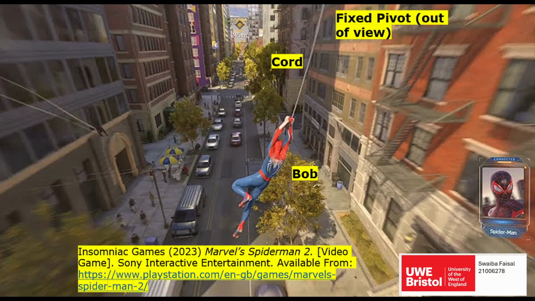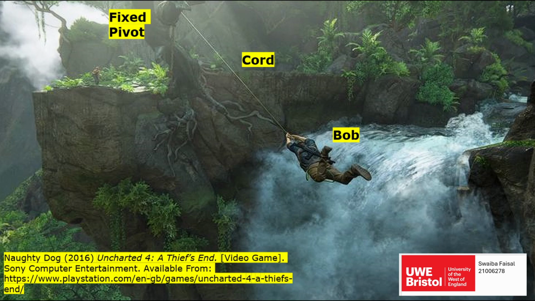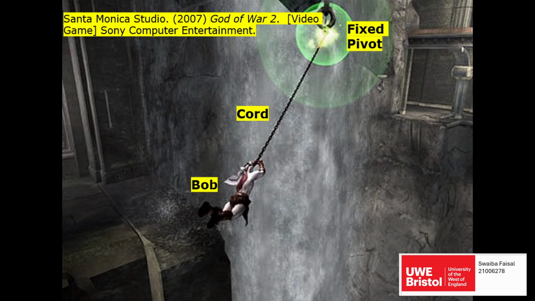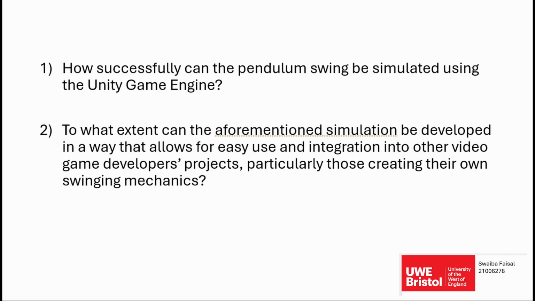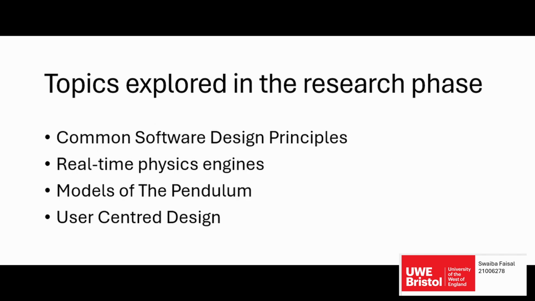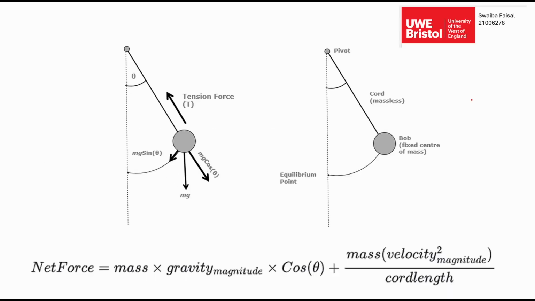Observing video games in the past 2 decades reveals, among other things, the recurring addition of a particular simulation, the pendulum swing. With this in mind, this research project aims to answer the questions on screen. After exploration of the literature surrounding the topic shown on screen, a simulation of the simple pendulum was created in adherence with object-oriented and user-centered design principles.